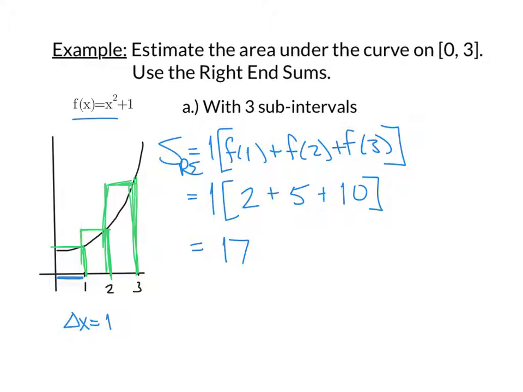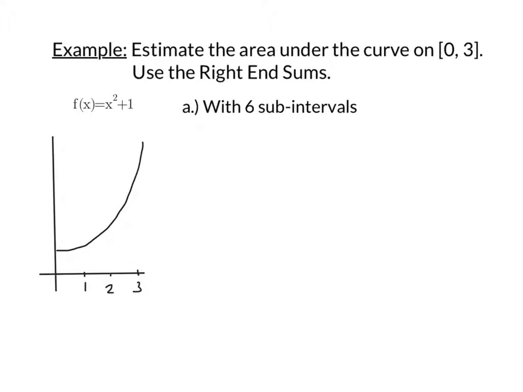I would expect this 17 to be an overestimate because within each rectangle, I'm always counting a little more area than what is under the curve. And we need to think about ways to be more accurate. One way we could be more accurate with this exact same function is to use more intervals. So now let's estimate that same area on the same interval for the same function, this time using 6 subintervals.